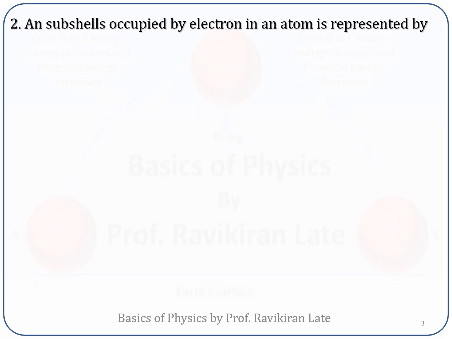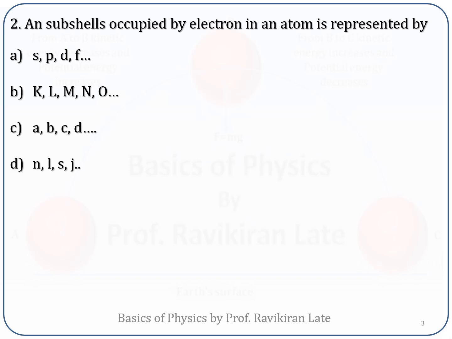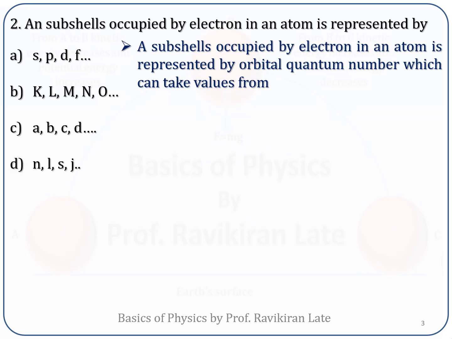Second question is, a subshell occupied by an electron in an atom is represented by. The options are: option A, S P D F; option B, K L M N O; option C, A B C D; option D, L L S J.